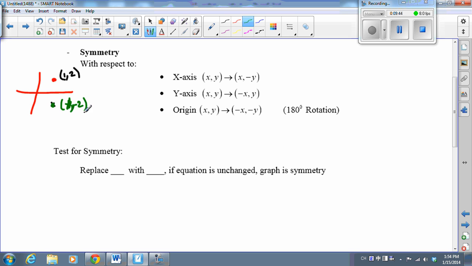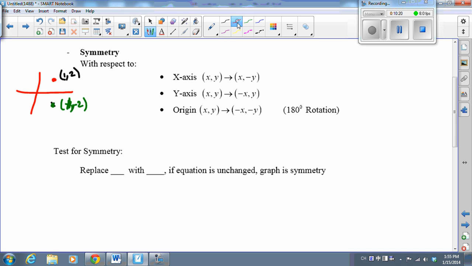The only thing that will change is the y value. That's why, when it's symmetry with respect to the x-axis, the y is the only one that changed. So you can write this statement here. For the x-axis, you replace y with negative y. If the equation is unchanged, the graph is symmetric with respect to the x-axis. I'm going to come back to this sentence in a minute.